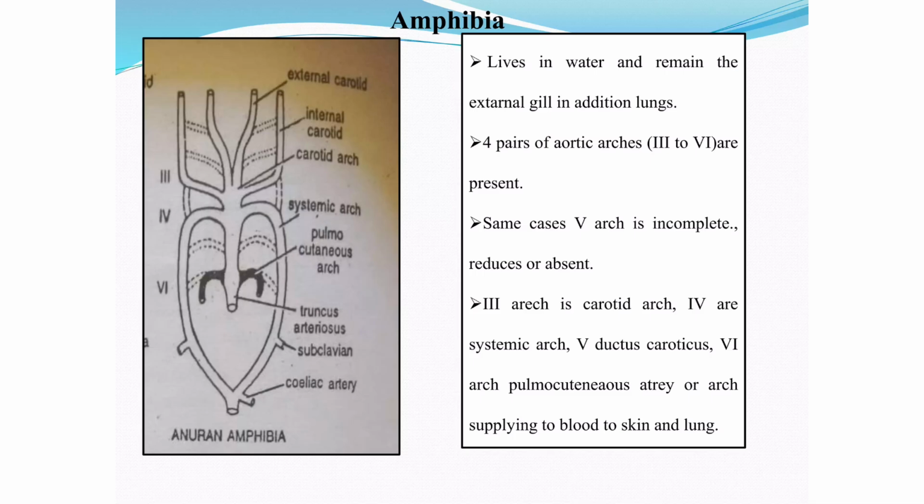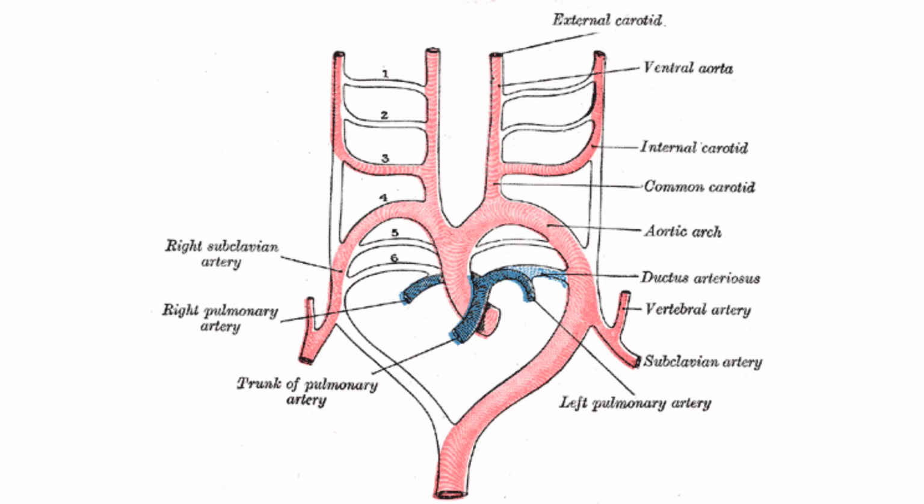Next, we will observe the reptiles aortic arches. So this is the reptiles aortic arch. Reptiles are fully terrestrial animals. Their gills disappear completely and are replaced by lungs. Only 3 functional aortic arches, 3, 4, 6 are present.